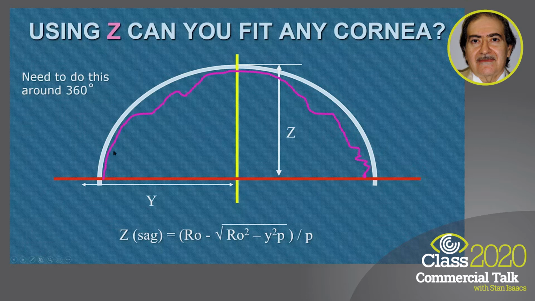You can have the most distorted cornea you like, this pink line here. If you know the height and if you know the diameter, you can fit any lens which is going to vault this cornea and correct it. So the whole basis of contact lens fitting today with all this new equipment is actually based on sag heights.